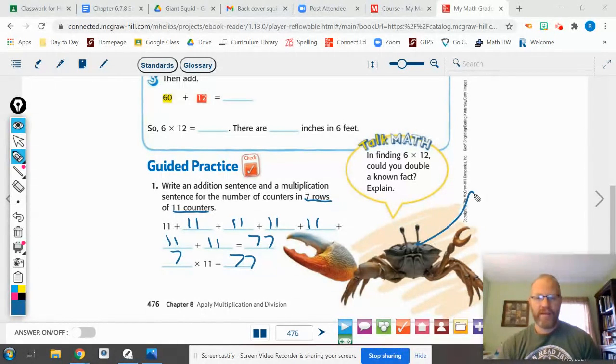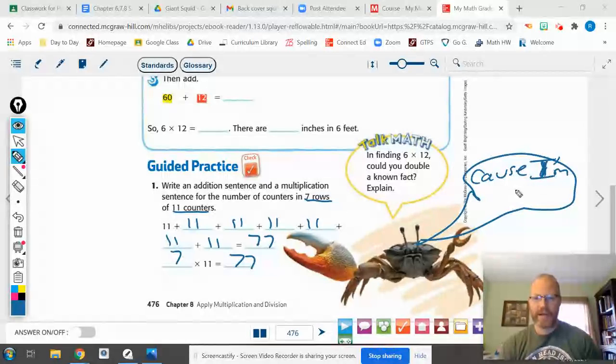The crab's like, hey, how'd you know that? 'Cause I'm smart. I guess if you're smart, you got to put a capital. 'Cause I'm smart.